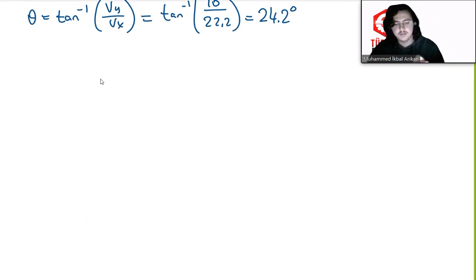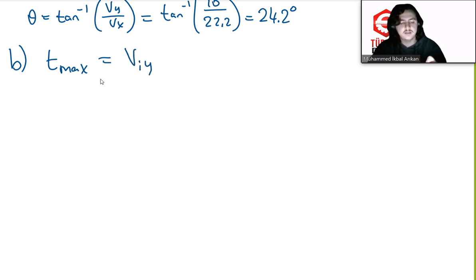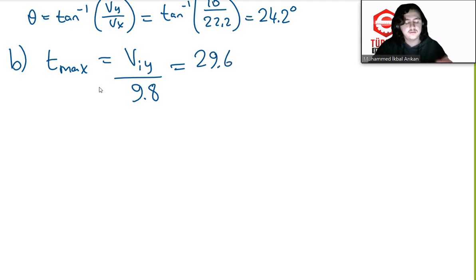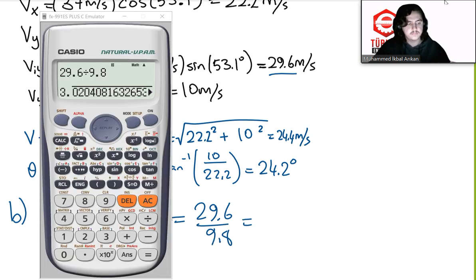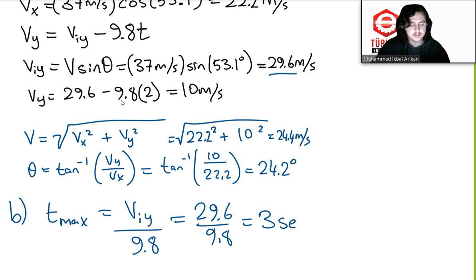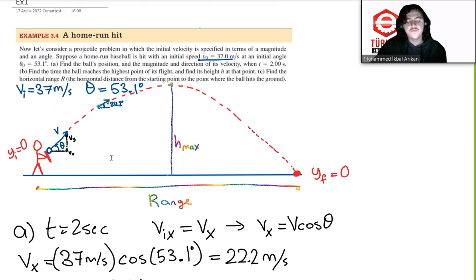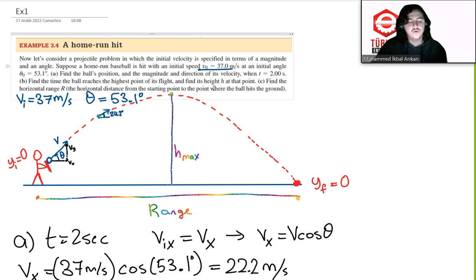Actually, this is easy because I know the formula. T max will be equal to initial velocity in y divided by g, which is the gravitational acceleration. I calculated this one as 29.6, which is here as you see, divided by 9.8 will give me, actually it will be very near to 3. So I will say that this is 3 seconds.